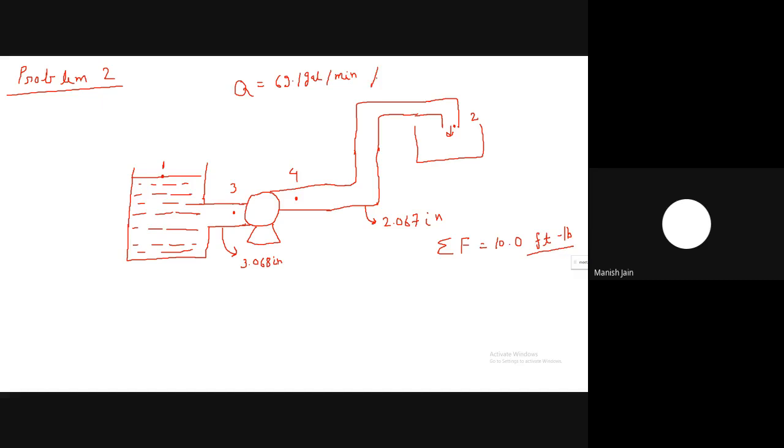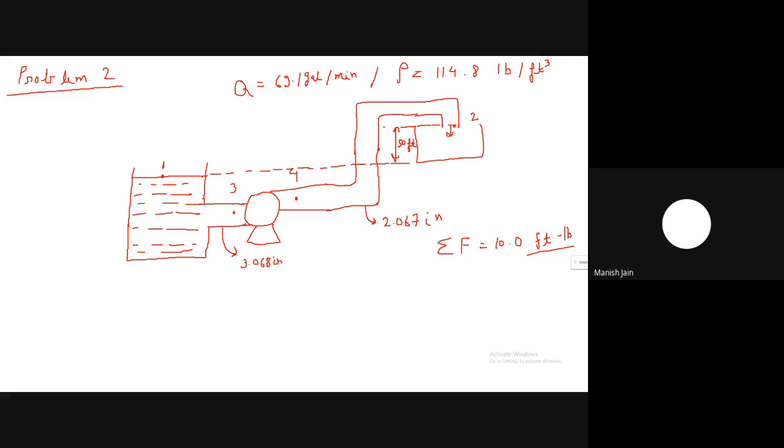This is the volumetric flow rate, and the density of the fluid rho is 114.8 pound per feet cube. So the units are all given in English units. Now the difference in elevation between point 1 and point 2 is given as 50 feet.